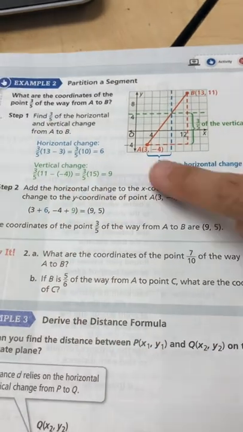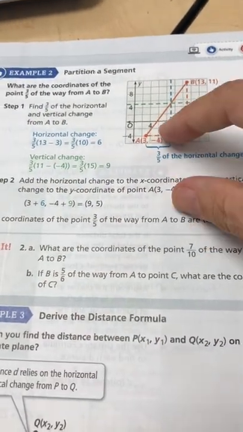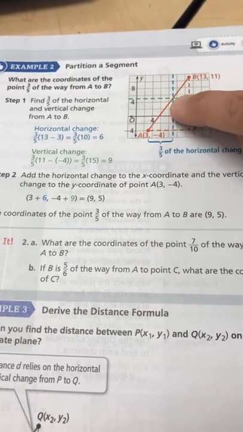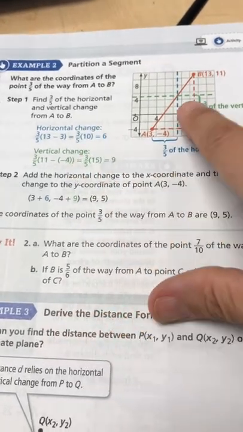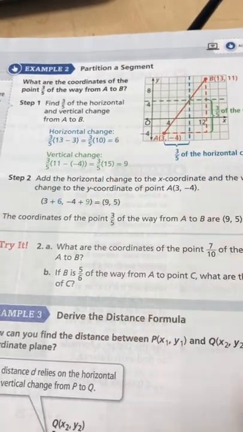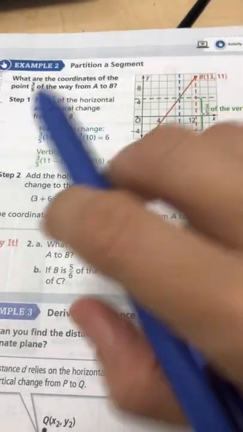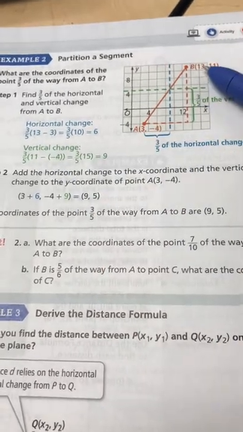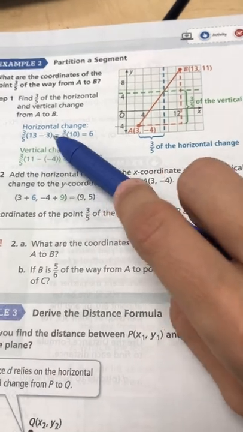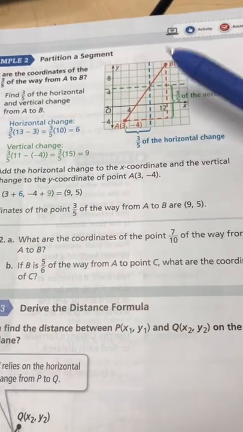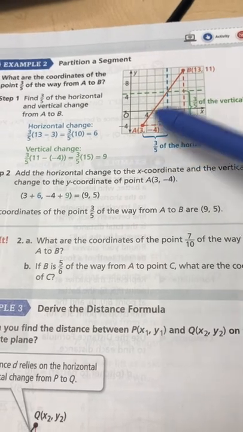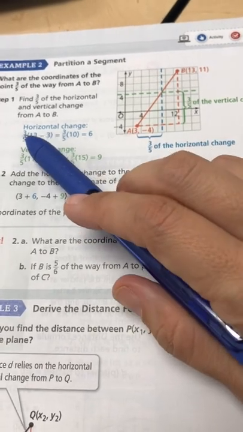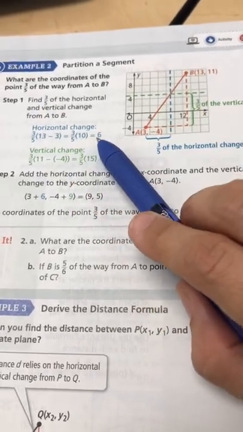They said to find 3/5 of the way. We could eyeball it. You know, that's 1/5, 2/5, 3/5, 4/5, 5/5. That's about 3/5 of the way. But you could use math to find the precise coordinate. So let's see how they did that. It looks like they first found the horizontal distance between the two x values. So the distance between 13 and 3, they just subtracted. We did that at the beginning of the year. To find the distance between two numbers, you can take right minus left, absolute value. Then they multiplied by the fraction they're looking for.